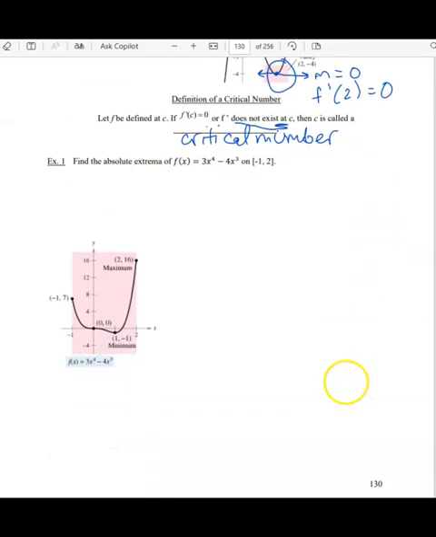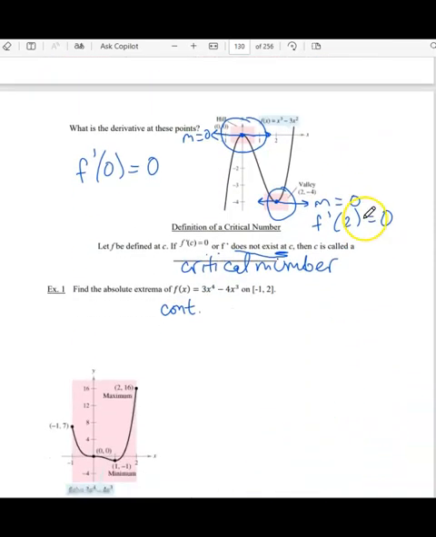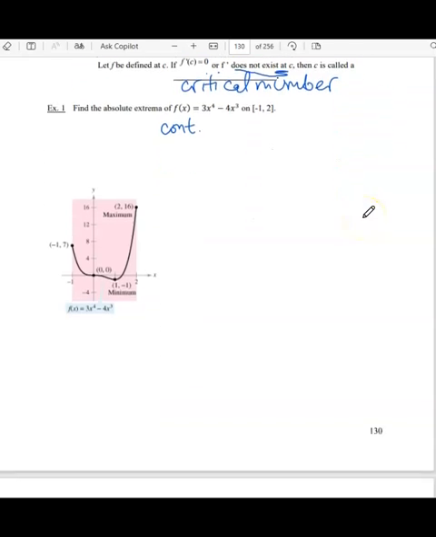It says find the absolute extrema on this closed interval. So notice that this is a polynomial, so we know that this is continuous on all real numbers, and it's a closed interval. So remember what the extreme value theorem said. It says that if it's a continuous function on a closed interval, then there has to be both a minimum and a maximum, or in other words, an absolute minimum and an absolute maximum in that interval. So how do we go about finding them?